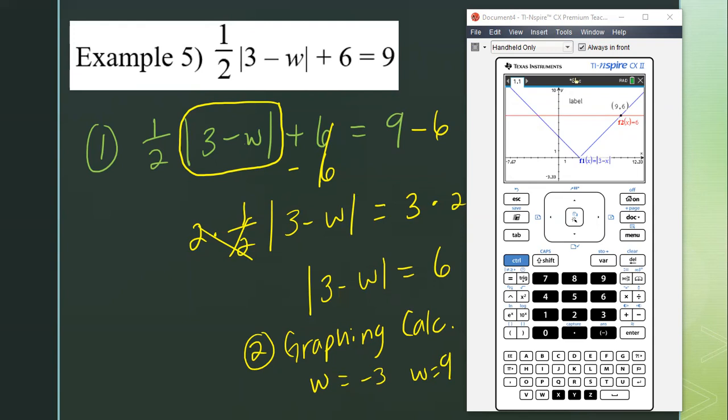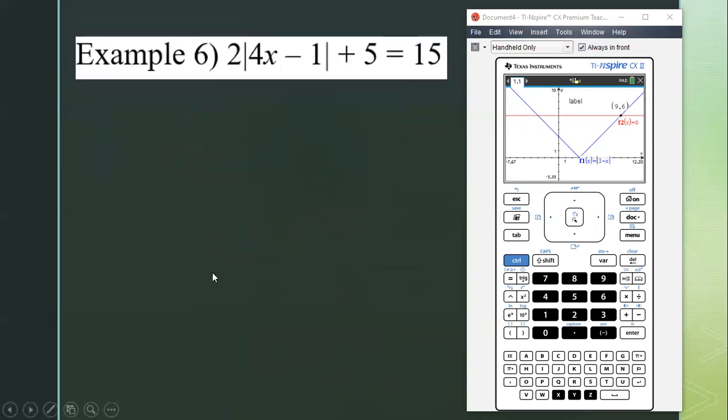Ready to try it again? From the top. Yay, nay? All right, let's do example 6.